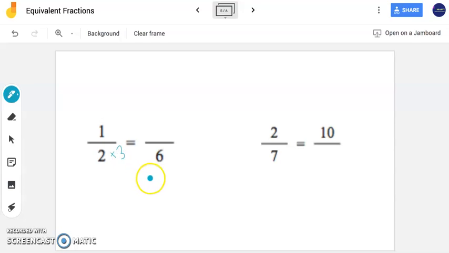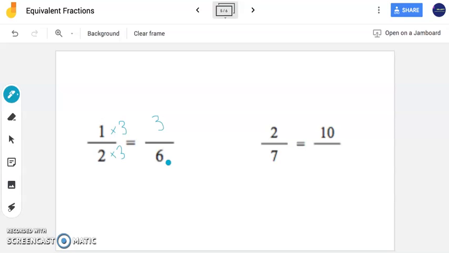But what's really great about equivalent fractions, if you do an operation to your denominator, such as multiplication or division, then you need to do that to your numerator. So that means if I multiply my denominator by 3, I need to multiply my numerator by 3 as well. So now I have 1 times 3, which equals 3. And then 2 times 3 was 6. This is proving that 1/2 is equivalent to 3/6.